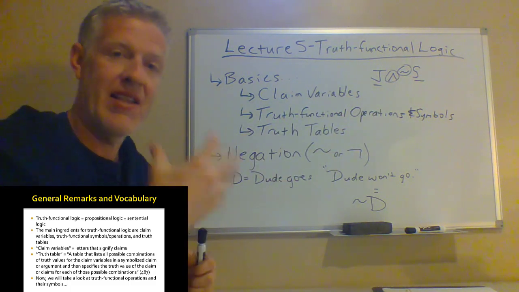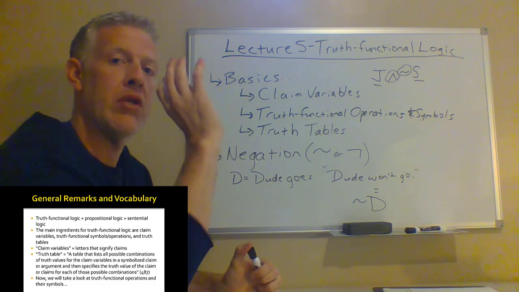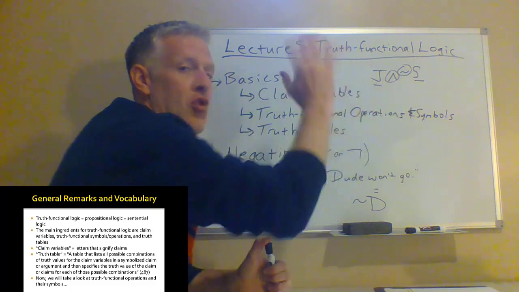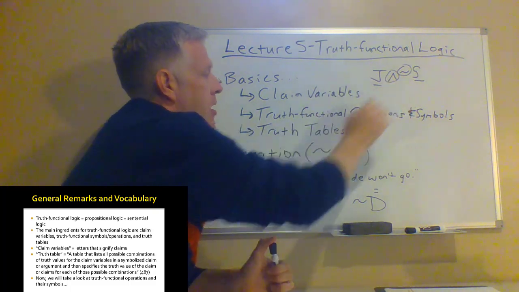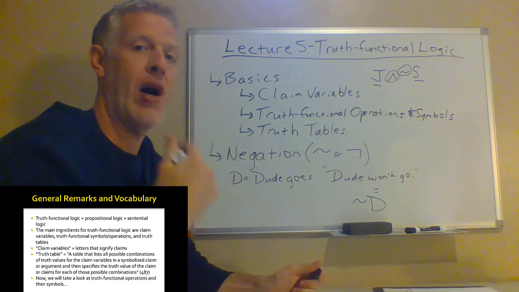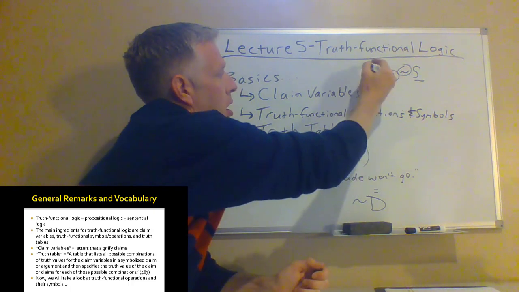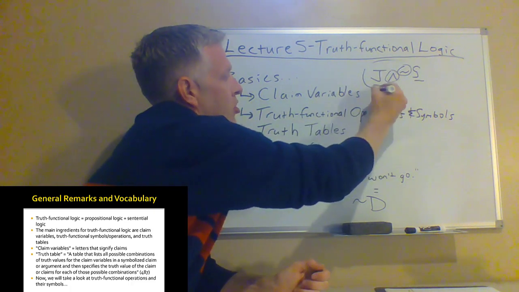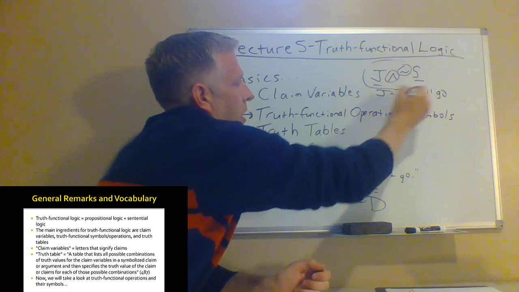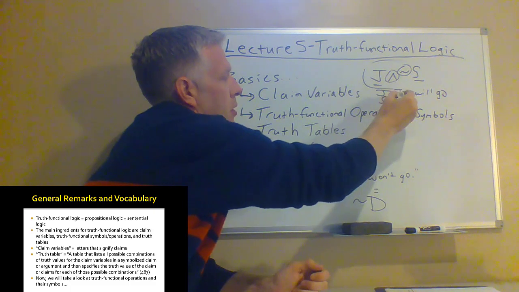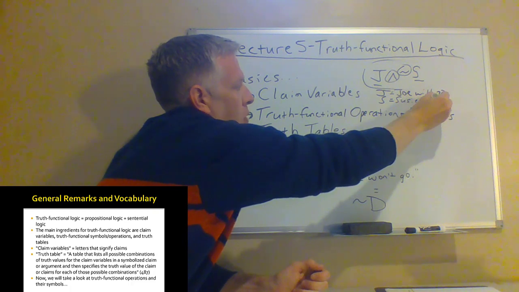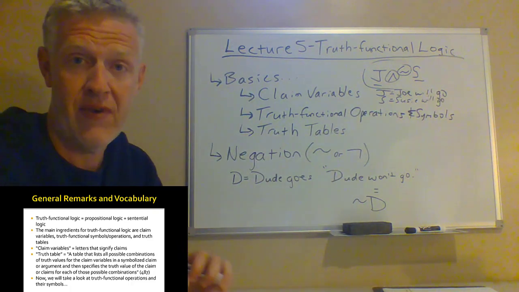That's the average everyday sentence that we begin with. And part of our job is to translate it into what I call logical notation, where it's just these claim variables and these truth functional symbols, which represent those underlying truth functional operations that are at play. So in this example, J represents Joe will go, and S, you have to be careful here, represents Susie will go. It's not Susie won't go, which was what was said in the everyday sense.